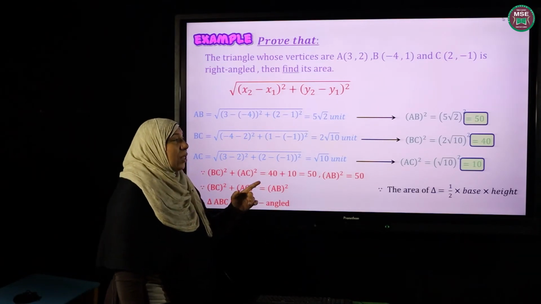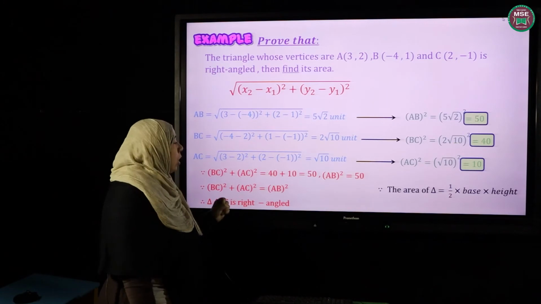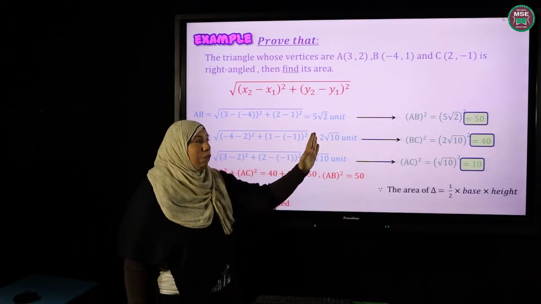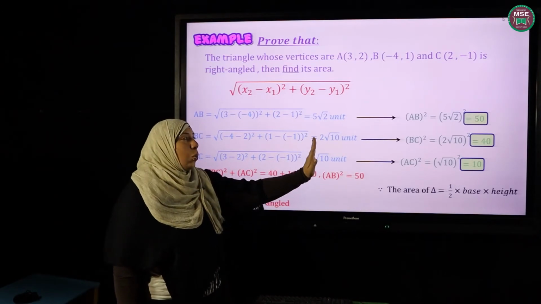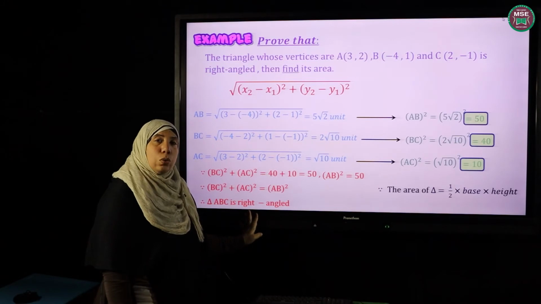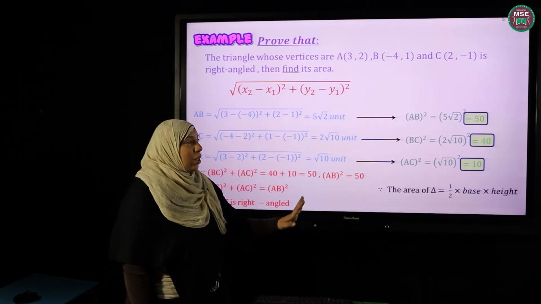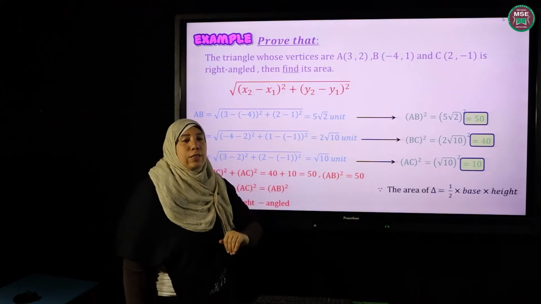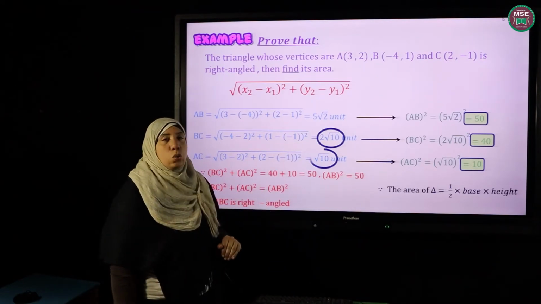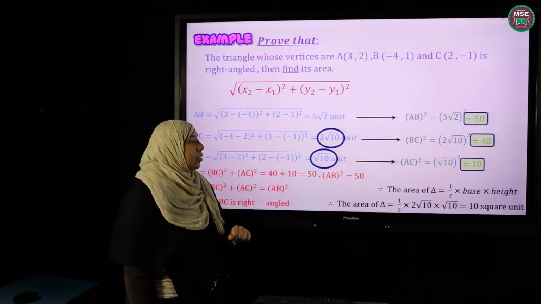So the base and height of the triangle, because he asked about its area, will be the smaller two sides. And we use the side itself, not the squares. The square, I will use only up to this step to prove that it's right, acute, or obtuse. After that, no, we will use the side itself. So the base and height here are the smaller two sides. We will make half times 2 root 10 times root 10 equals 10.